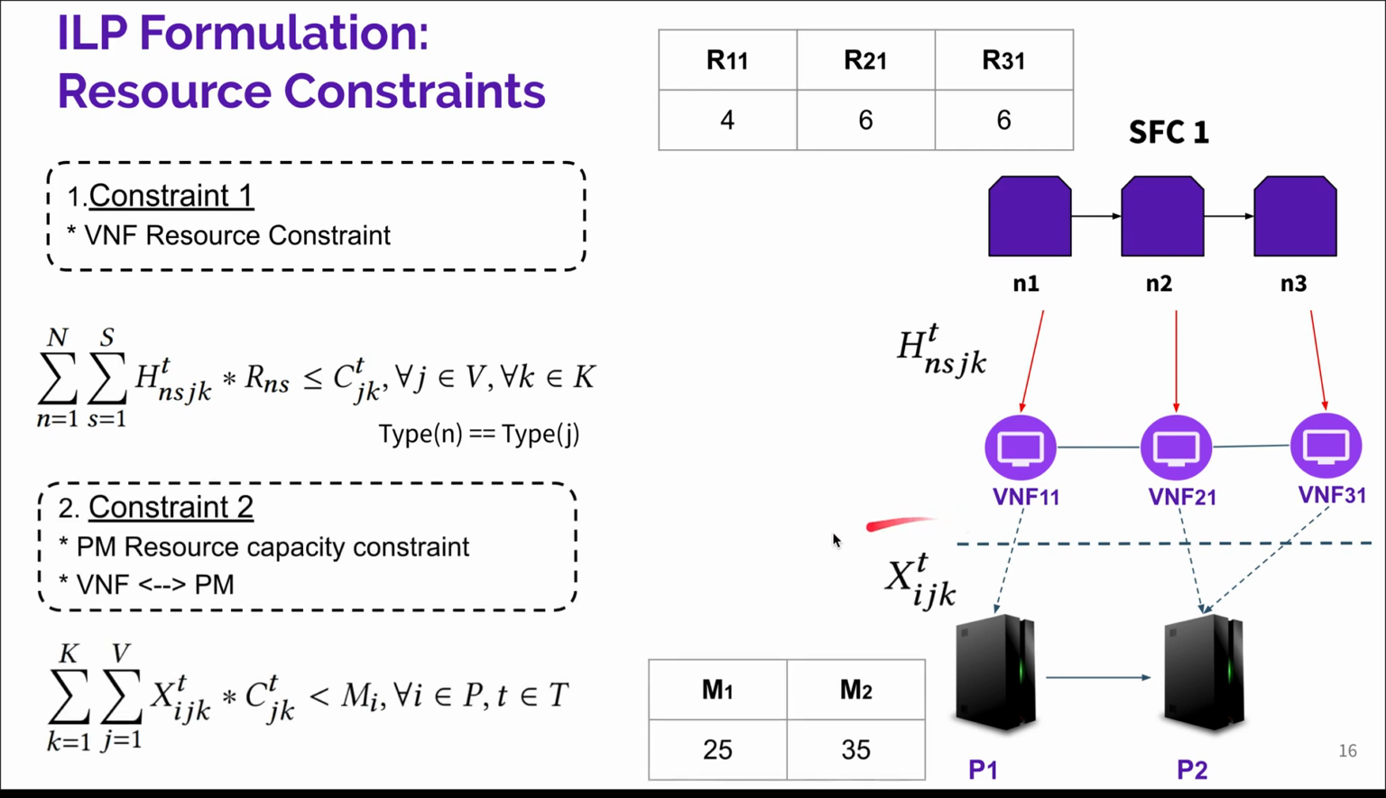In the second resource constraint, we have the PM resource capacity constraint. The cumulative resource demand of all the VNFs being placed on a PM should always be less than the resource capacity of the physical machine. The resource capacity of the physical machine is given by this variable m_i, which is already given as an input to the problem.